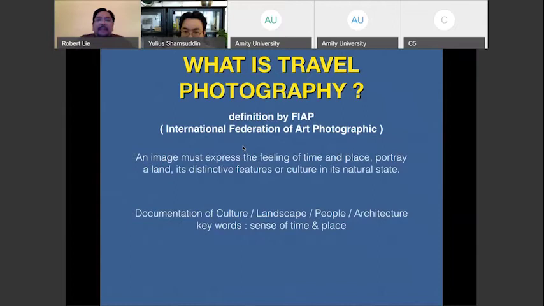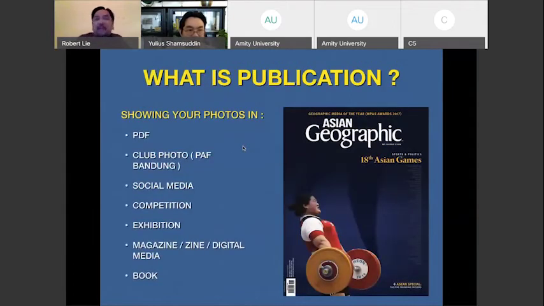The next slide is: what is publication? Publication is actually showing your photos or pictures, whether you make it in a PDF or show it in a photo club. In Indonesia, there is the oldest photo club, named Park Bandung, where I went, I learned, and I published my pictures. So I got feedback from there.